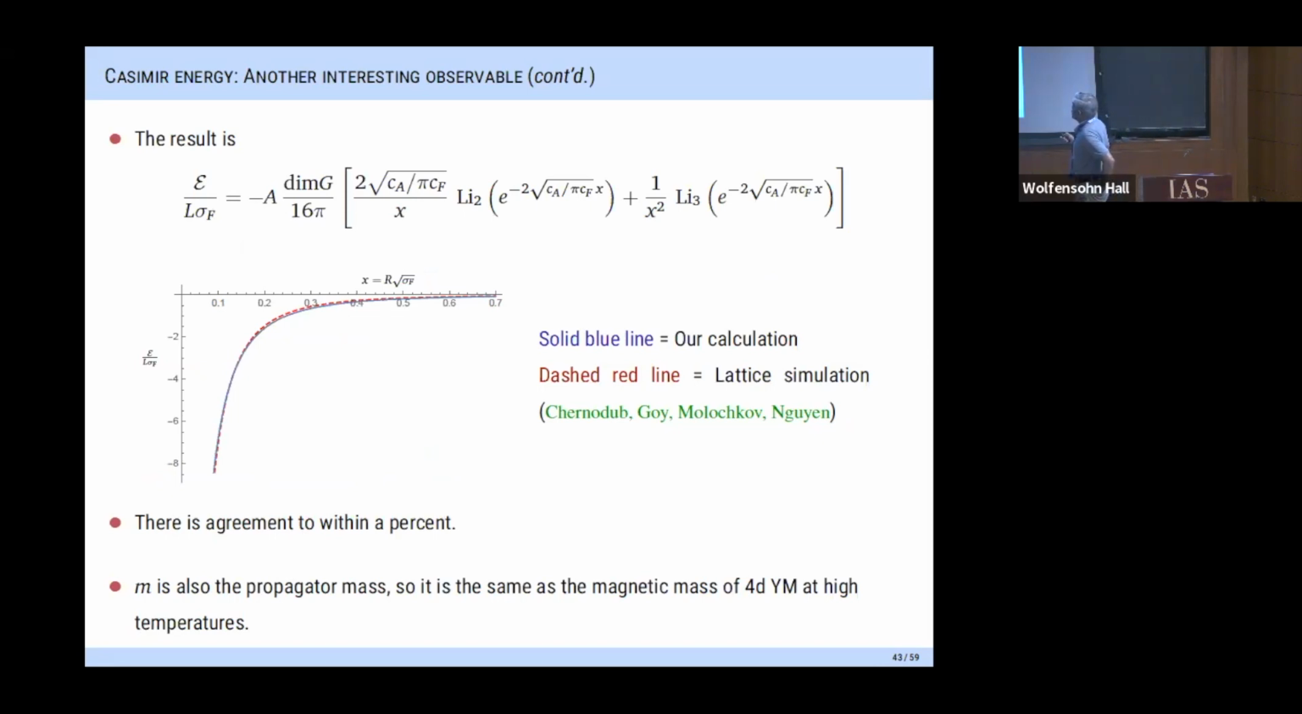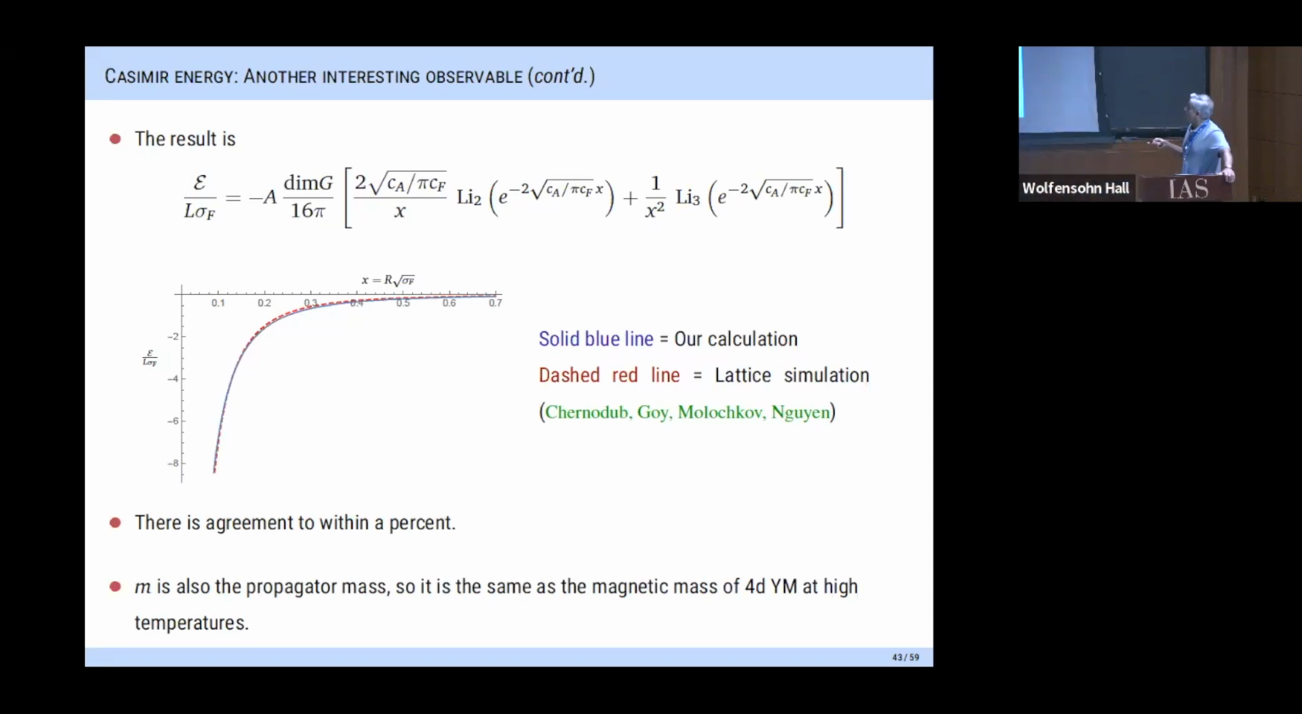This is the exponential falloff coming from the mass. There are two terms. These are polylogarithms. X is the distance in units of string tension, and A is an overall coefficient, which is equal to 1 for us at the lowest order, but there are some corrections to it that could arise, which I haven't calculated. So I'm going to leave it for the moment as a free parameter.